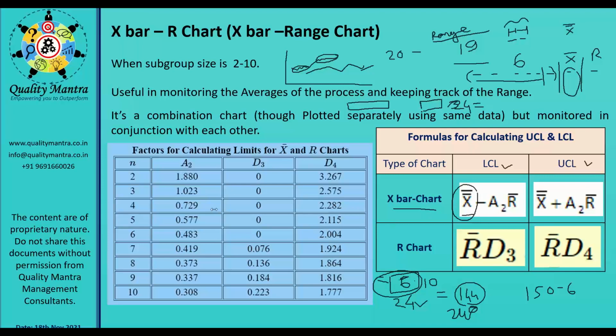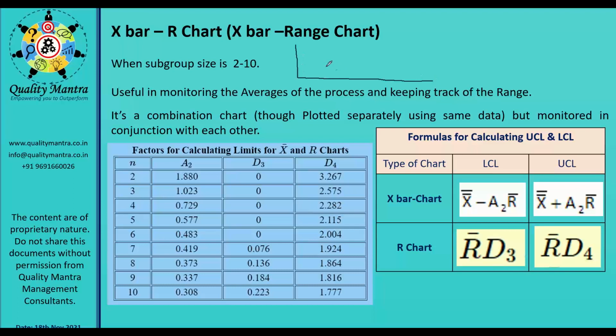Because what data are you going to plot here? You are going to plot the average. On the control chart, you are not going to plot the X, you are going to plot the X bar, the X bar of each subgroup. Like in the IMR chart, you plot the value of X, that is the individual value, but here you are plotting the X bar values. And to calculate the control limit, you take the average of these averages, the averages of all the subgroups, minus A2 R bar.